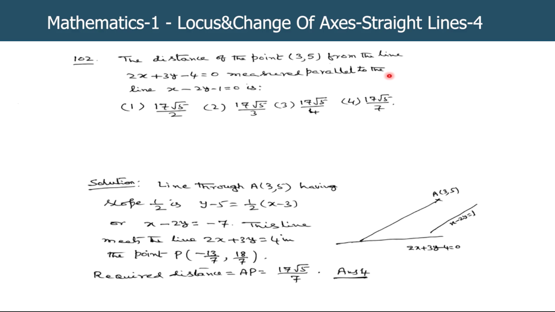Measured parallel means, please remember, measured along the line means you draw a line from the point, parallel to the given line, and meeting the given line at some point. The distance between the given point and the meeting point is called the distance of the point from the given line measured along the line x minus 2y equals 1.